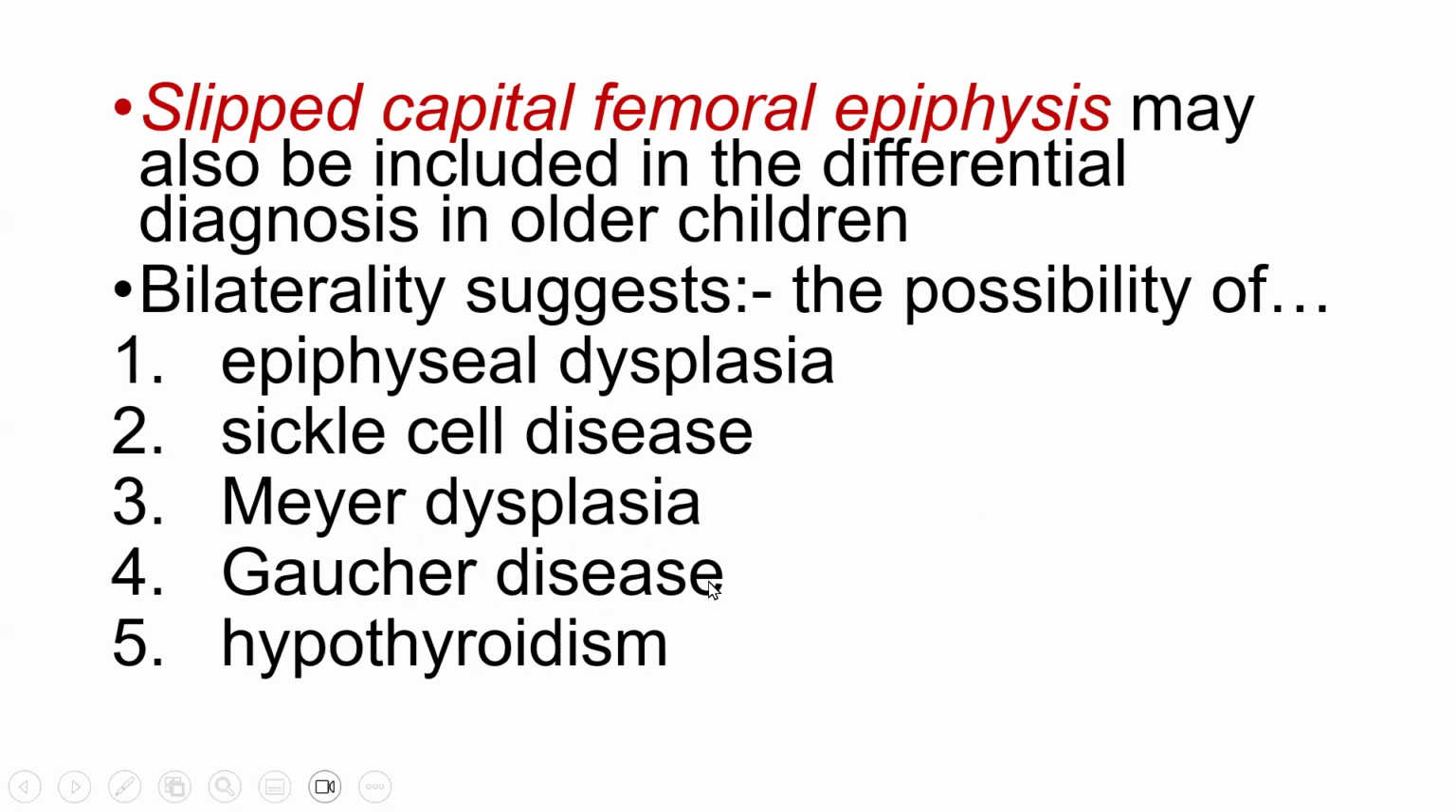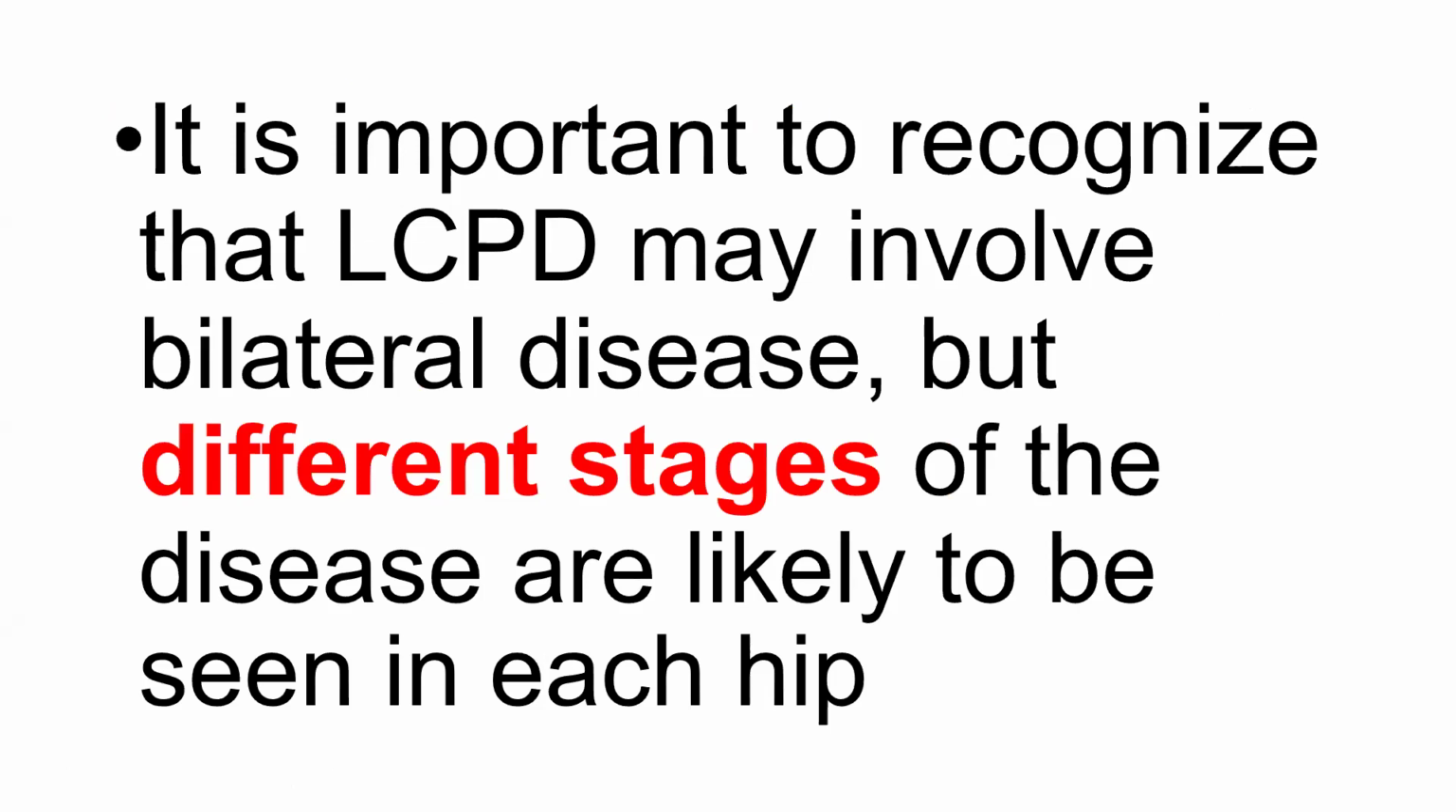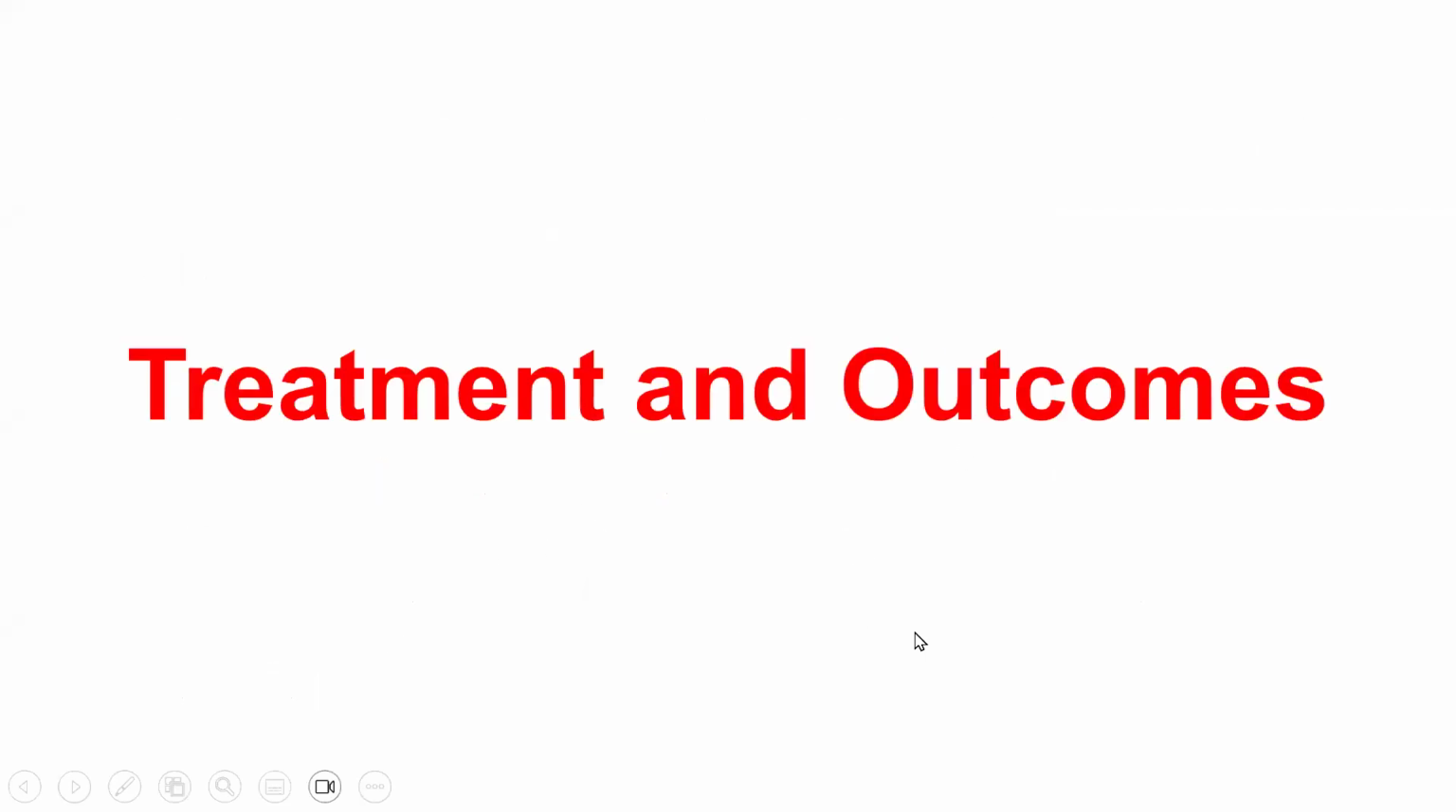Gaucher's disease is a metabolic disease. It's quite common in the Jews, and usually it attacks both sides at the same time. Hypothyroidism, you have to keep this in mind in the differential diagnosis. It is important to recognize that Legg-Calvé-Perthes disease may involve bilateral disease, but different stages of the disease are likely to be seen in each hip. Treatment and outcomes, we spoke about a good part of the condition.